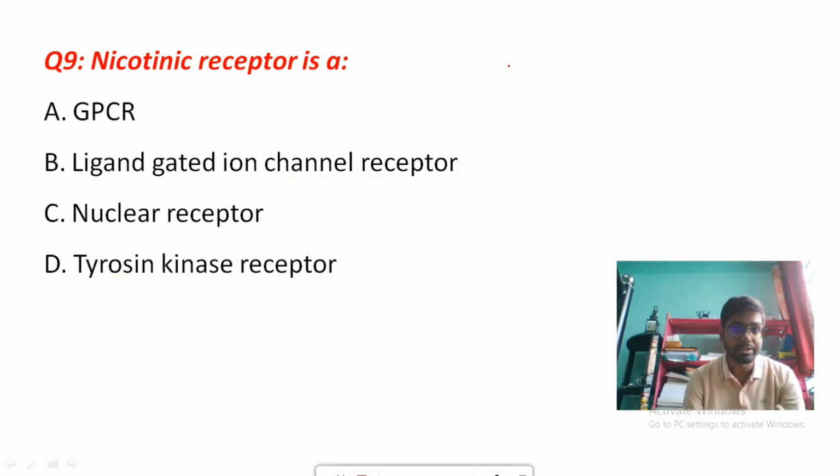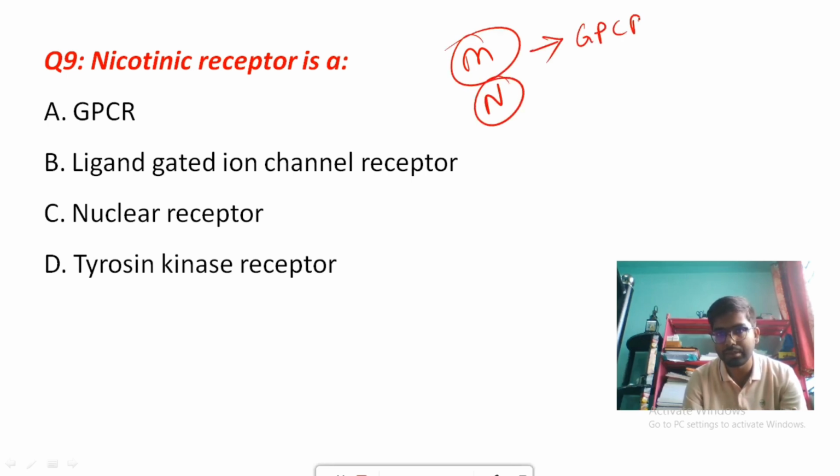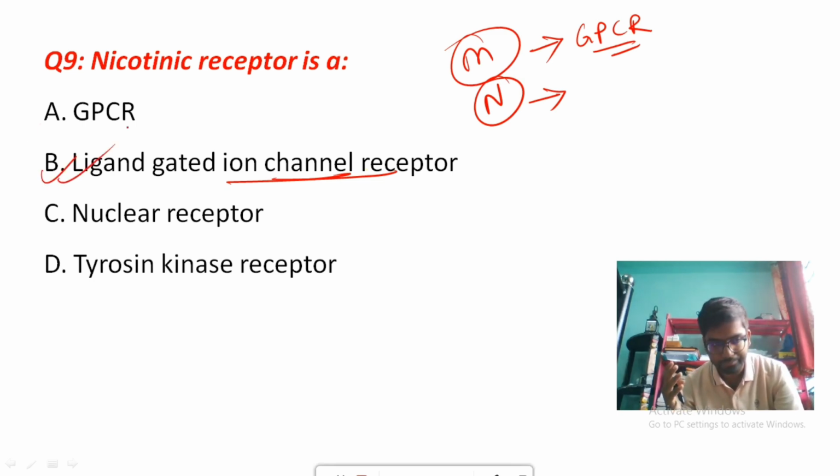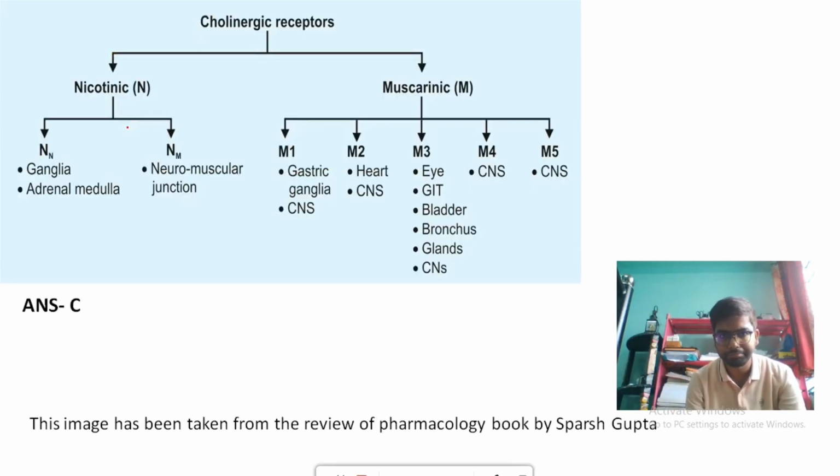देखो, जो कोलिनर्जिक सिस्टम होता है वहाँ पे 2 टाइप का रिसेप्टर होता है. वन होता है मुस्करेनिक टाइप का रिसेप्टर, वन होता है निकोटिनिक टाइप का रिसेप्टर. ये जो मुस्करेनिक टाइप का रिसेप्टर होता है ना, ये सब GPCR का होता है, GPCR प्रोटीन. ओके, बट इन केस ऑफ निकोटिनिक रिसेप्टर ये होता है लाइगैंड गेटेड आयन चैनल रिसेप्टर. सो ऑप्शन बी विल बी योर राइट आंसर. ओके, ऑप्शन बी विल बी योर राइट आंसर.